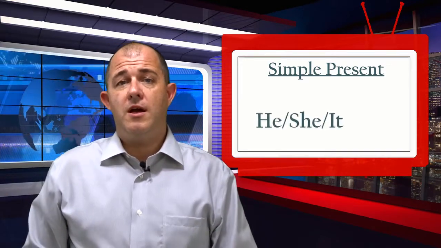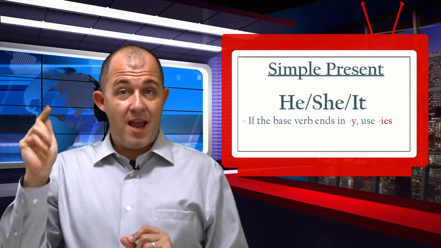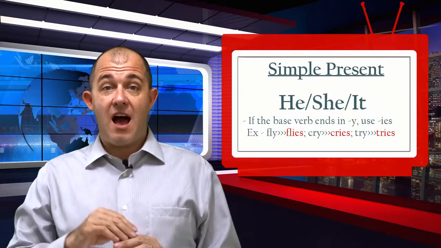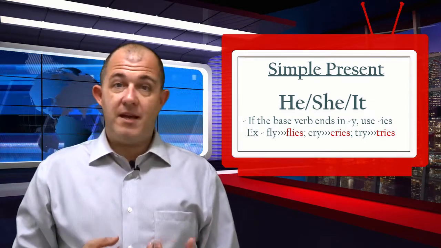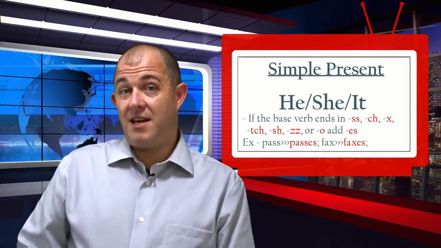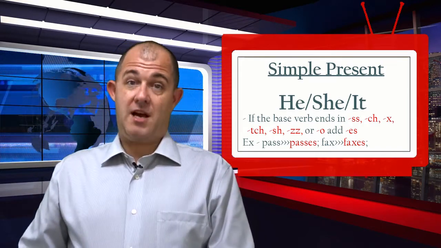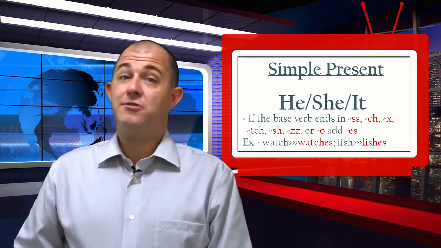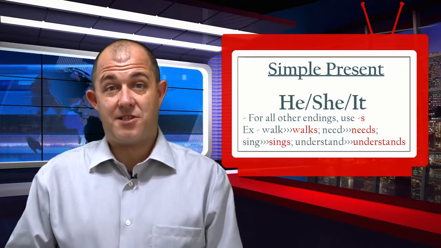Well, here is the rule. If the base verb ends in Y, you're going to remove the Y and add IES. So fly becomes flies, cry becomes cries, try becomes tries. If the base verb ends in SS, CH, X, TCH, SH, ZZ, or O, you're going to add ES to the end of the base verb. And for all other verbs, you will just add an S.